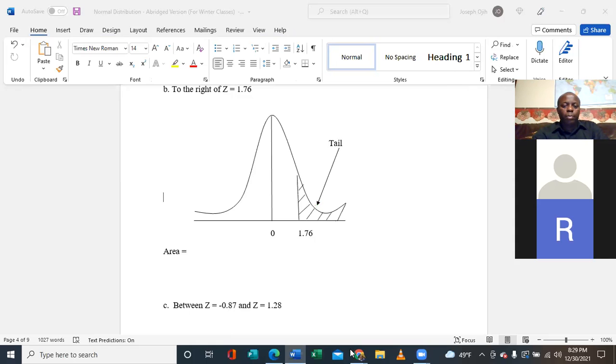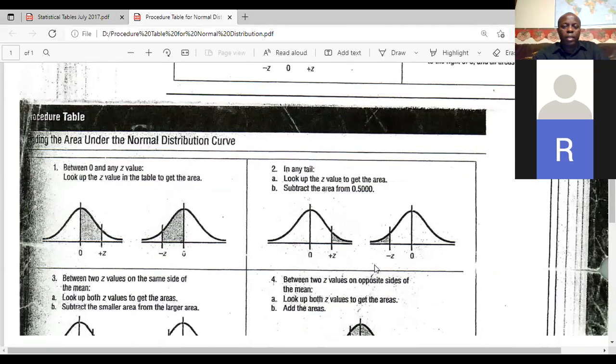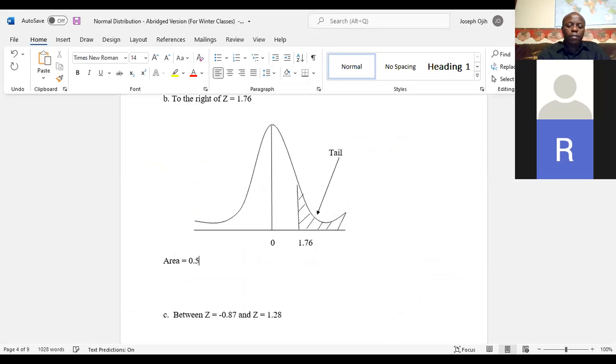So now with this, we can look at the procedure tables to see the instruction. See, this one looks like the tail. What we just drew looks like this one, the right tail. In any tail, look up the Z value to get the area, subtract the area from 0.5. That's the instruction. So to find the area, we're going to do 0.5 minus whatever area we see for this.